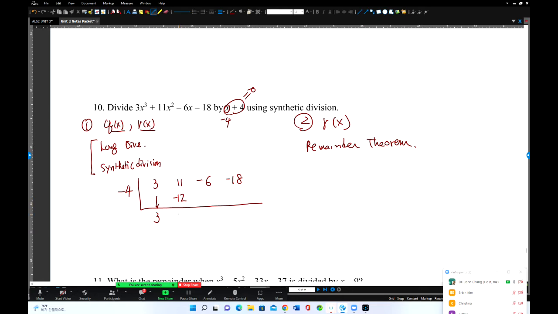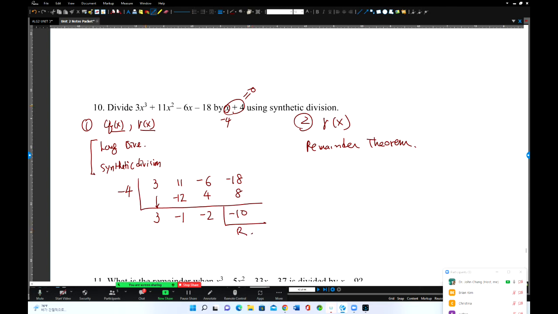That is negative 1. 11 plus negative 12 is negative 1. Negative 4 times negative 1 is a positive 4. When you add these two, negative 2. Negative 4 times negative 2 is a positive 8. When you add this one, negative 10. This is not 0. This is the remainder.